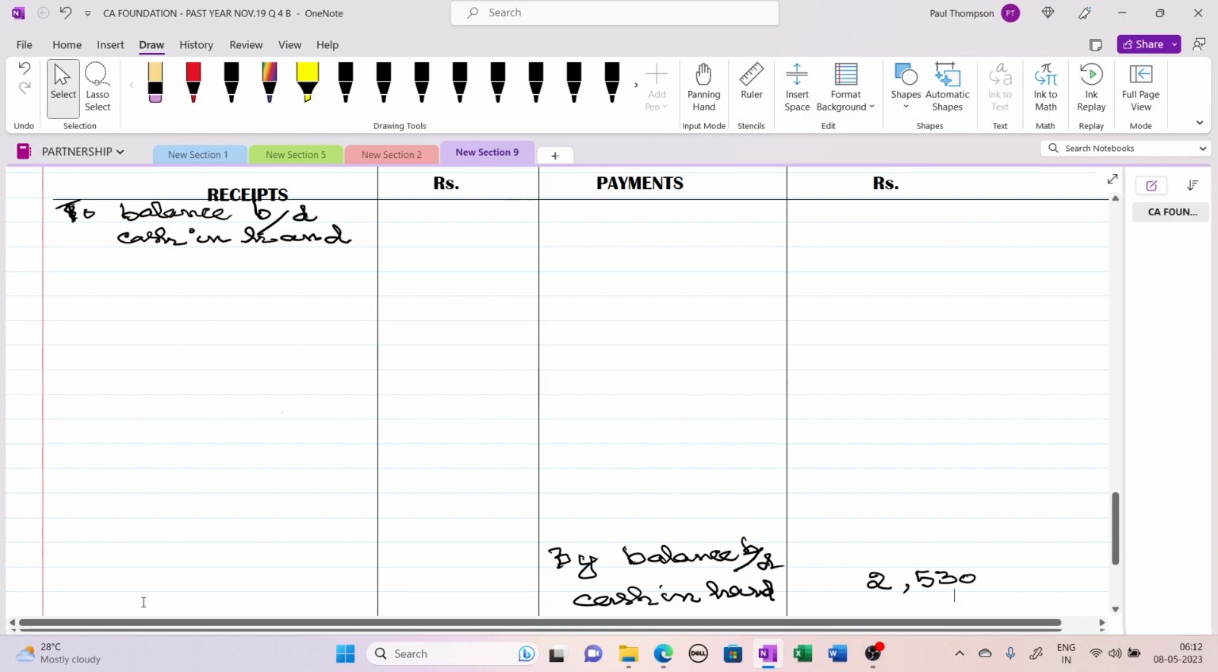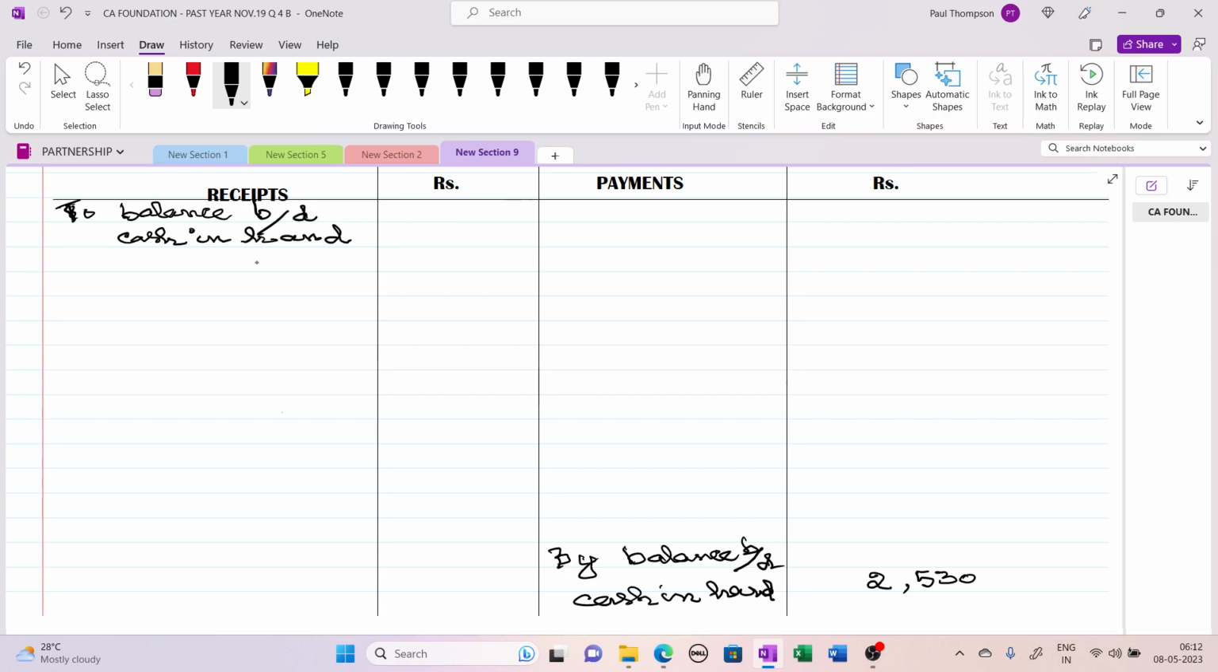Next point is receipt and payment account is a summary of cash book. It works purely on cash basis. So whatever the cash received, this is your balancing figure. Whatever actual cash received will be shown in the receipt and payment account. There will be no non-cash item like depreciation, bad debts, provision for bad debts, etc. Third point is all revenue receipts and capital receipts will be shown. All revenue payments and capital payments will be shown. Only the 3 points you have to keep in mind.